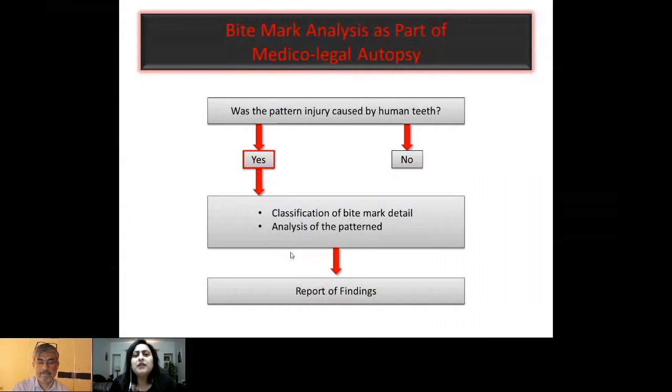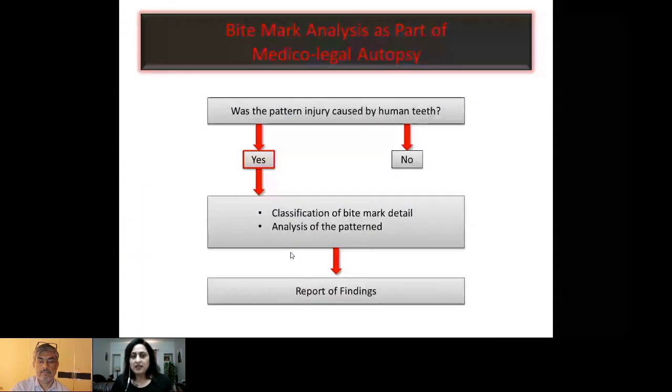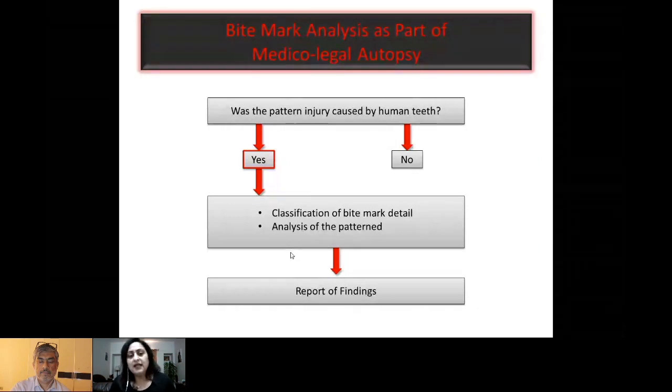When we use the bite mark analysis as a part of the medico-legal autopsy, first we have to differentiate whether the pattern injury was caused by human teeth. If it is a yes, we continue. If it is a no, we stop there. So when we continue, the classification of the bite mark detail has to be taken, and analysis of the pattern injury has to be recorded, and the report of the findings. This is how we go about in a medico-legal autopsy.